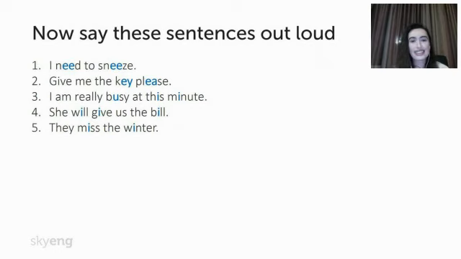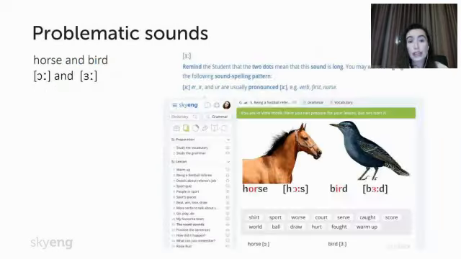All right. Problematic sounds. Well, first, it's about the difference, and actually it's very problematic for students to spot the difference between that long or sound and the sound again. I noticed that many English learners find it very challenging, like in horse and bird.